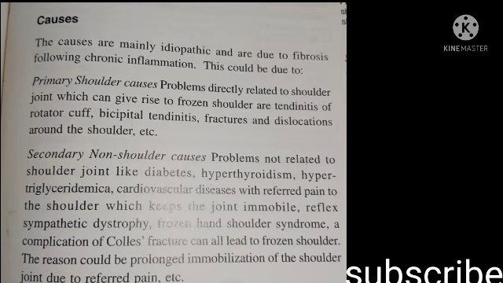Secondary non-shoulder causes, problems not related to the shoulder joint, like diabetes, hyperthyroidism, hypertriglyceridemia, and cardiovascular diseases with referred pain to the shoulder which keeps the joint immobile, reflex sympathetic dystrophy, frozen hand-shoulder syndrome, and a complication of Colles fracture, can all lead to frozen shoulder. The reason could be prolonged immobilization of the shoulder joint due to referred pain, etc.